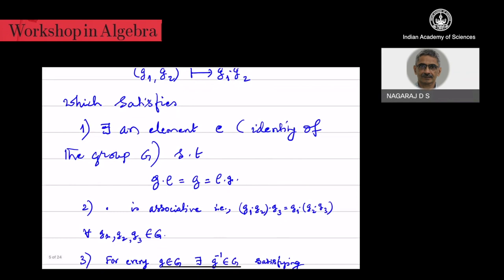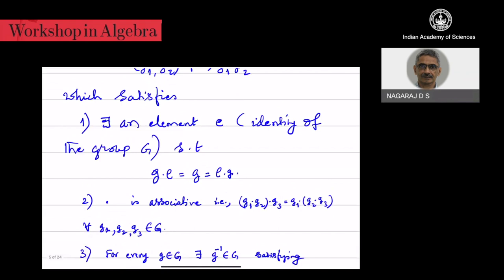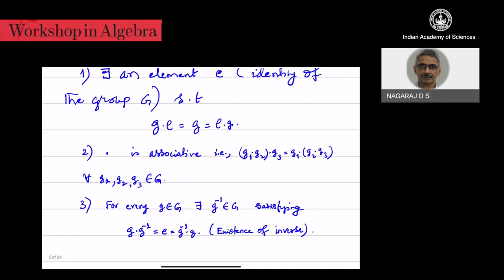And the binary operation that we have defined also satisfies the property which is called associativity. Compose the first two things and take the action of the third, which is the same thing as composing the second and third and then taking the action of the first. So these two things are equal. Such a thing is called associativity. This should hold for all the elements g1, g2, g3 in the set G. And existence of inverse.